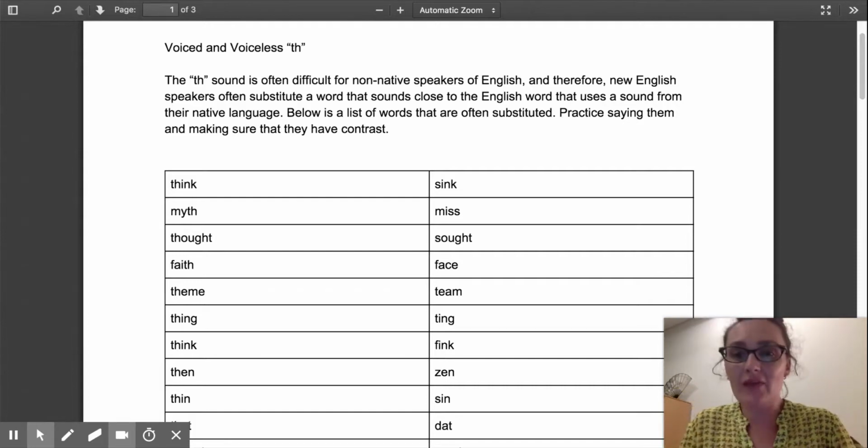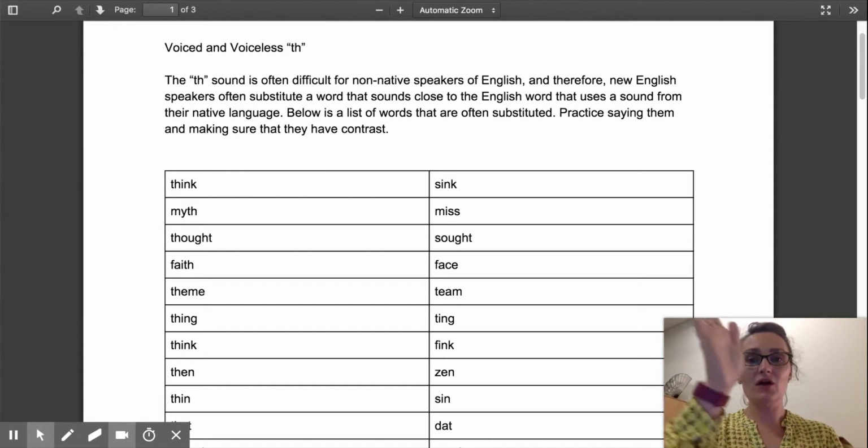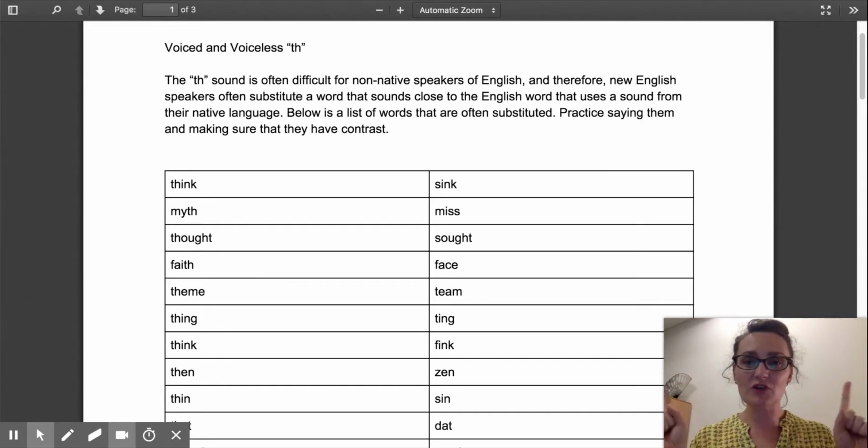So on the left, I'll say the word, and then on the right, I'll say it and I'll go slowly so you can really hear it and think about it. This is not so much minimal pair work, but I would definitely listen for contrast. Let's do it.